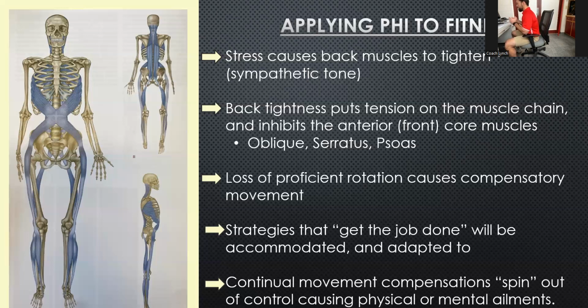So the strategies that get the job done will be accommodated and adapted to, right? So if you do a good job and you sit all day and you do a good job at your job, then that's a signal to your brain that, hey, you did a good job and I'm going to keep on doing that. But physically, it's just not a good situation to be in. And essentially this continual compensation pattern and sitting and adapting to that causes what I call a spin out of control of those alignments.